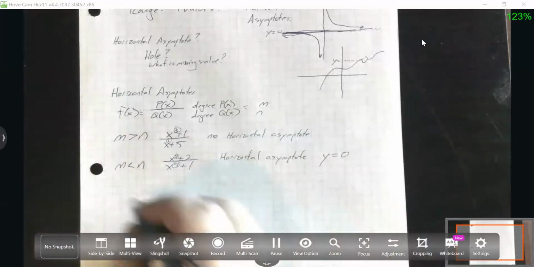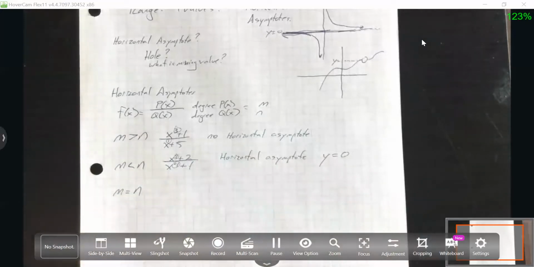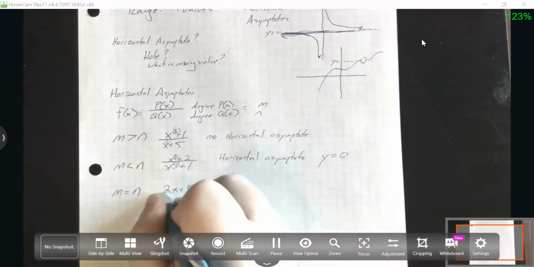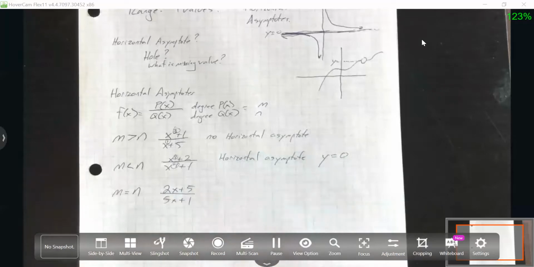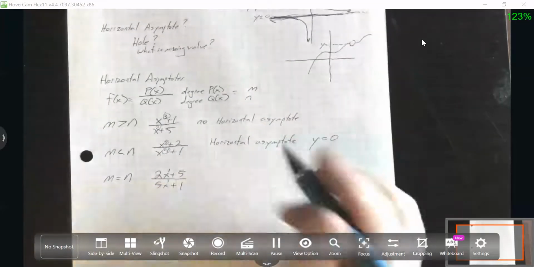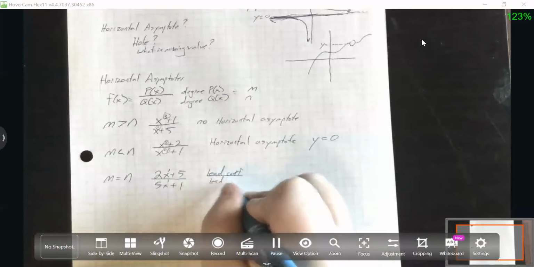Our final possibility is that they are the same. So same degree on top, same degree on bottom. So let's say we have 2x plus 5 over 5x plus 1. So both of these are degree 1. They're the same. What we are going to do is take the lead coefficient of the top over the lead coefficient of the bottom.